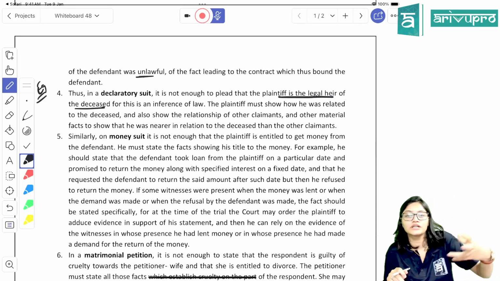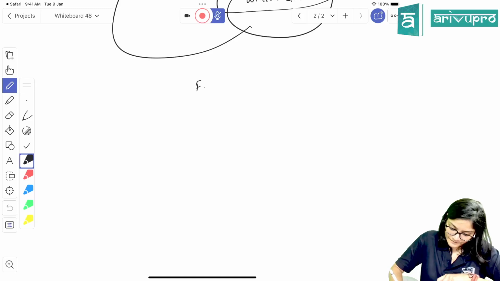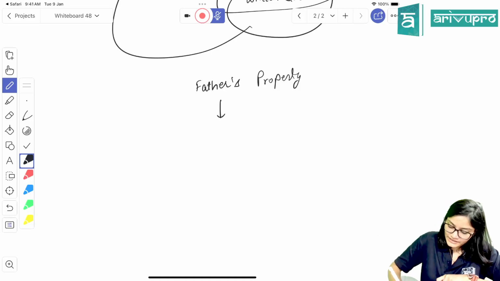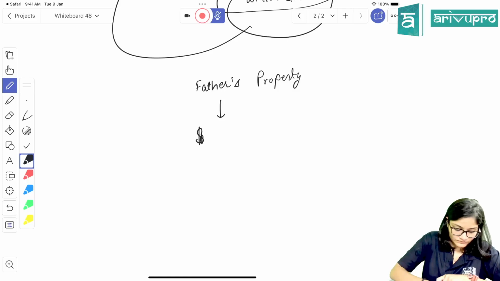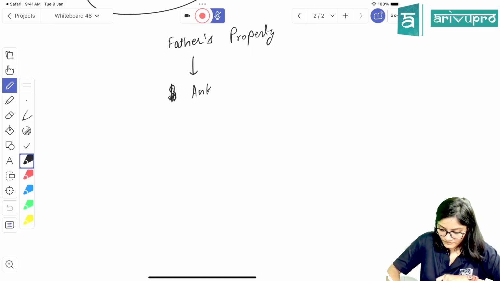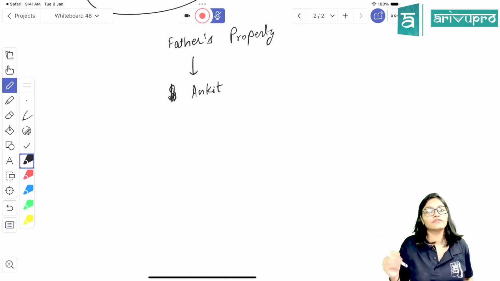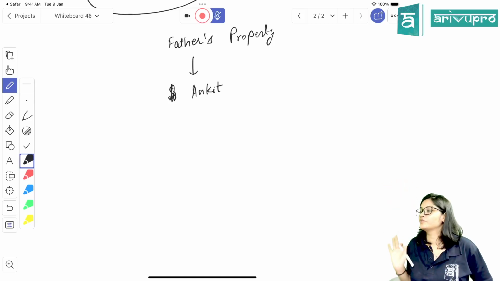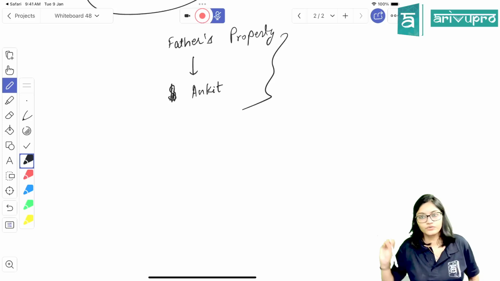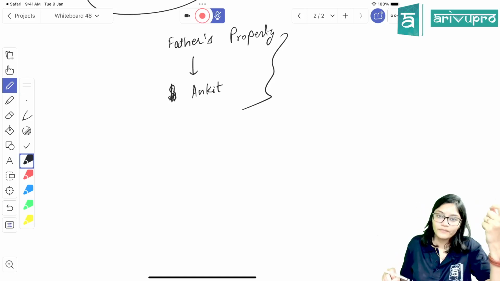Declaratory suit means what? Some declaration. A suit is filed. For example, let us say some father's property is there that is to be transferred to, let us say, Ankit. Ankit's father's ancestral properties are there. That should go to Ankit, right? So Ankit does not have to write anything in the plea like, see, their father's property should be given to me only as an inheritance and all. You just have to mention the fact of how you are related to this property. You have to explain the relation. Ankit will explain that he is my father, right? You don't have to explain the law. Fine. So that is given here.